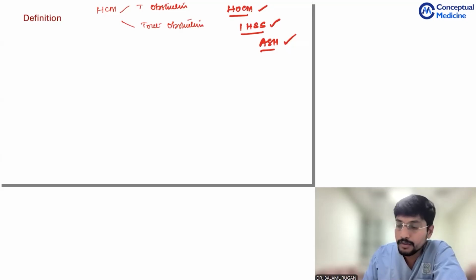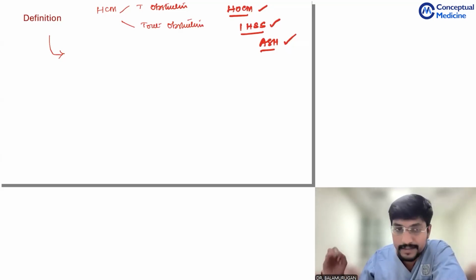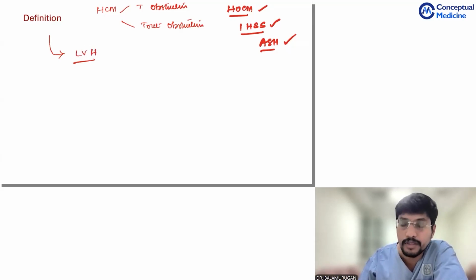Okay, guys. So what is the definition? The definition is very simple. We all know hypertrophic cardiomyopathy. This name itself is very self-explanatory. There is hypertrophy, because of that there is cardiomyopathy. What happens is LV hypertrophy. See, I'll write legibly so that I can share this annotated PDF with you guys.